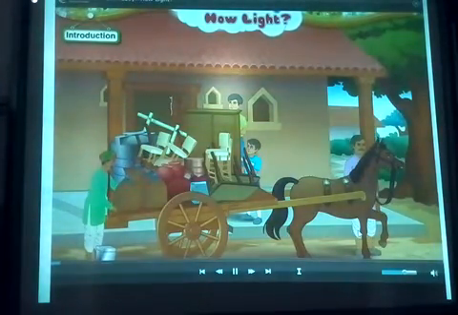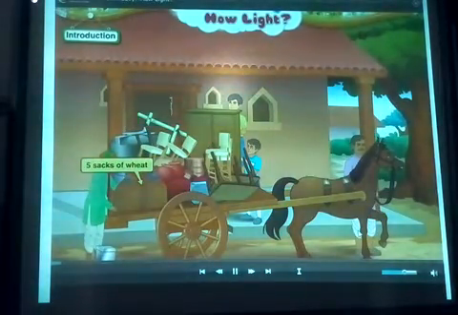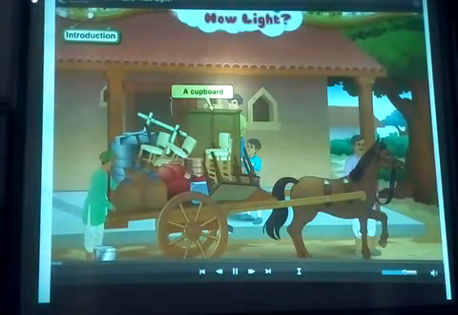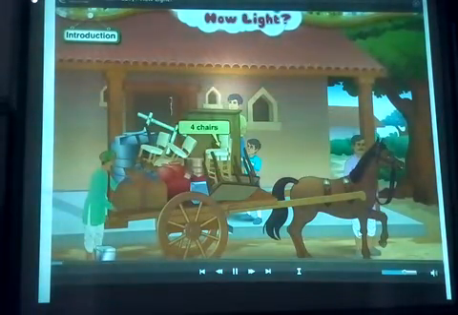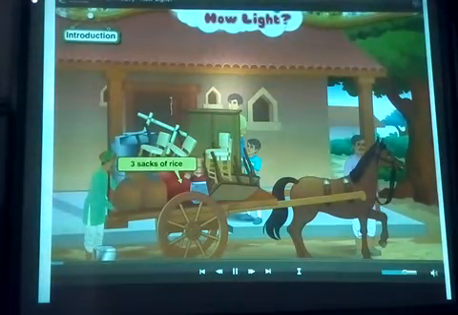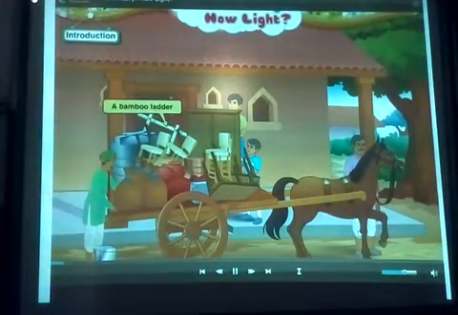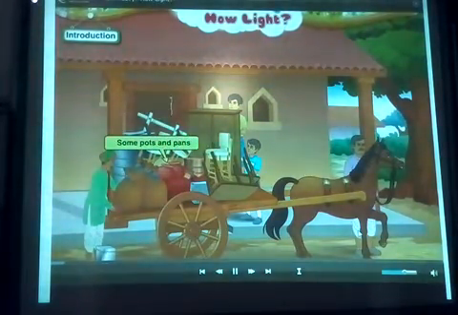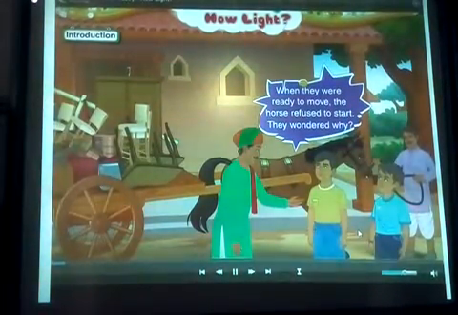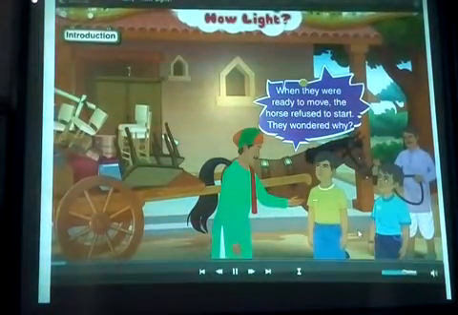There were many things like a water tank, 5 sacks of wheat, 3 tables, a cupboard, 4 chairs, 2 mattresses, 3 sacks of rice, a bamboo ladder, some pots and pans. When they were ready to move, the horse refused to start. They wondered why.